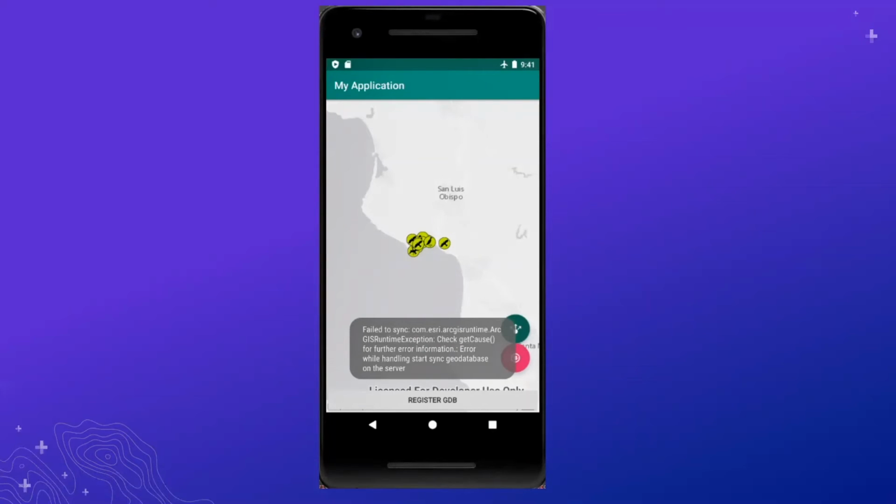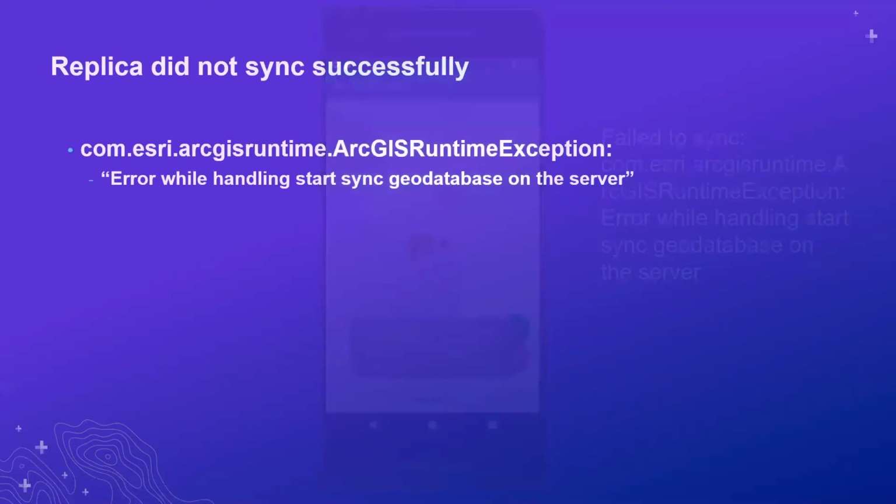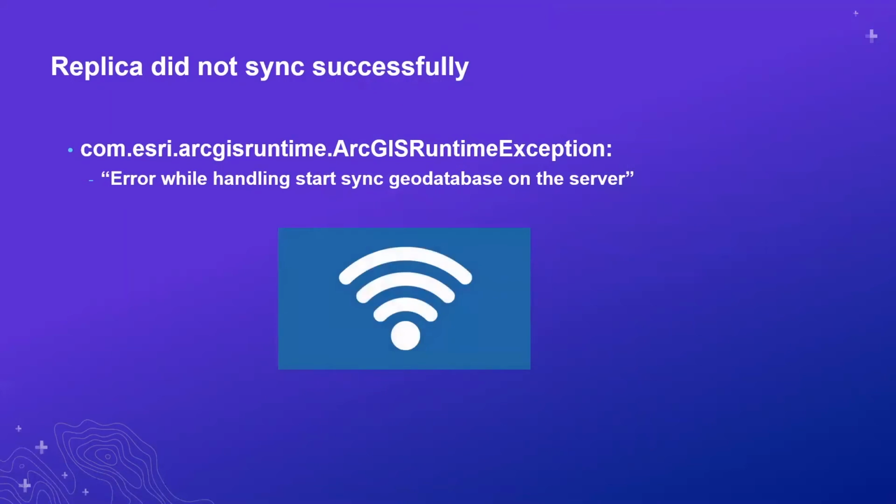In this demo, I simulated that failure by setting the device to airplane mode, and the error message we're seeing is "error while handling start sync geodatabase on the server." So this might be an error message you'll see, and now you'll know that it's coming from a poor network connection. It's recommended that you sync in a location that has a stable network connection.